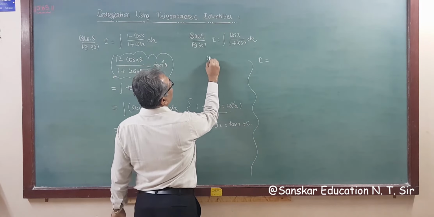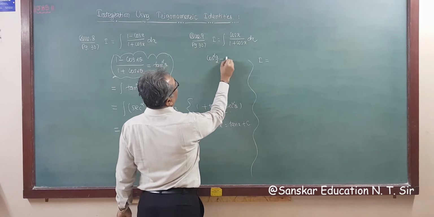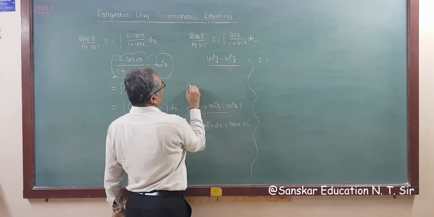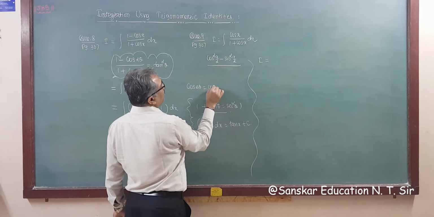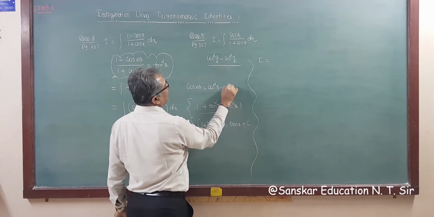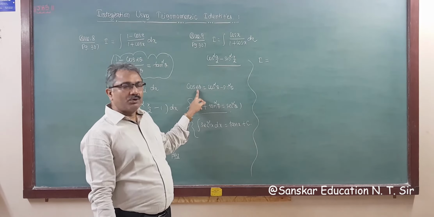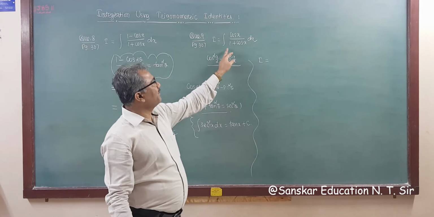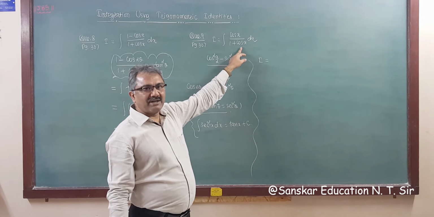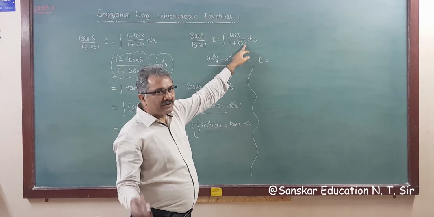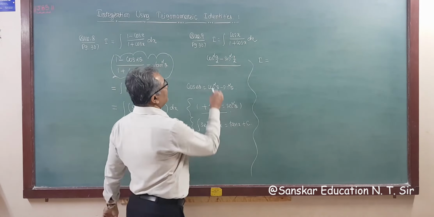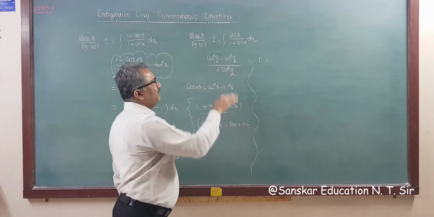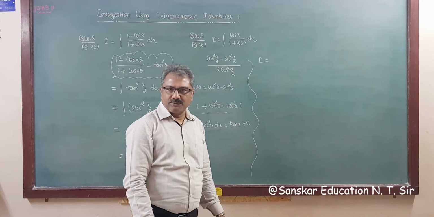Cos x is cos square x by 2 minus sin square x by 2, because the formula is cos 2 theta is equal to cos square theta minus sin square theta. So if the angle is 2 theta, it becomes theta; if the angle is x, it becomes x by 2. And 1 plus cos 2 theta is 2 cos square theta, so here it will be 2 cos square x by 2. Bifurcate this and you will get your answer.